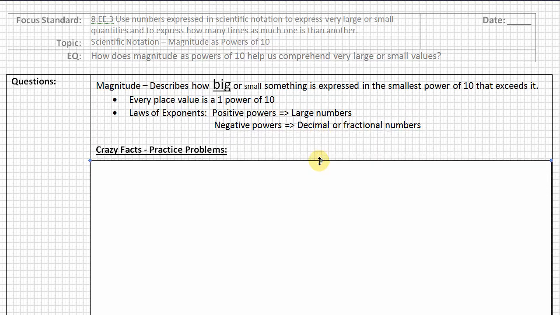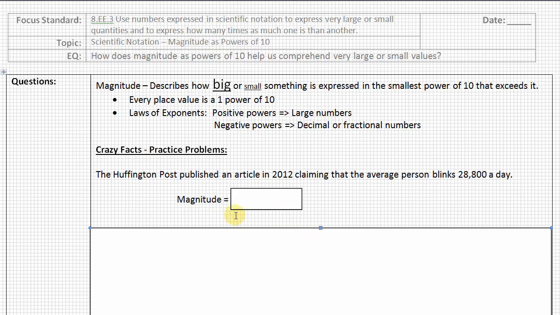And then thirdly, we're going to jump right into some crazy facts. So these are facts I found by doing a little bit of research to practice comprehending magnitude and understanding, well, how many powers of 10 is that value? So here's our first one. The Huffington Post published an article in 2012 that is claiming that the average person blinks 28,800 times a day.